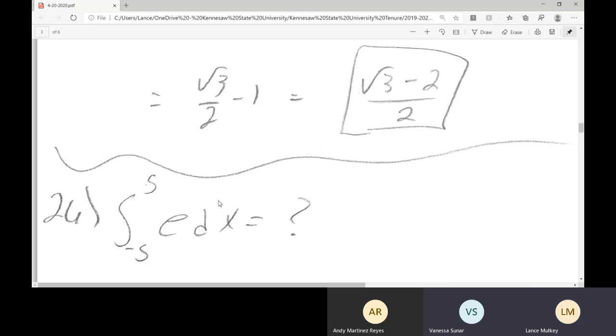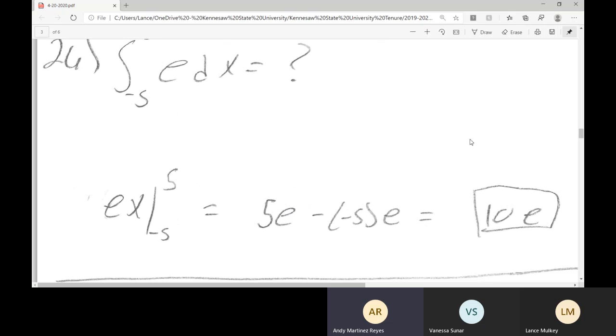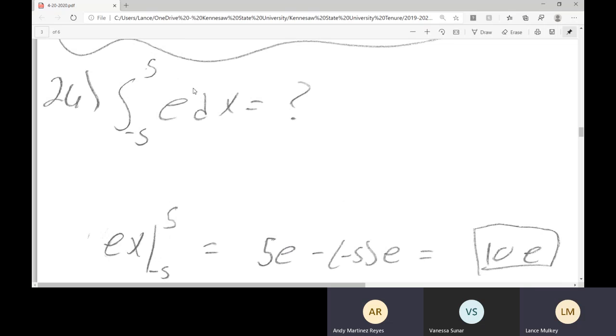How'd you do on this one, Andy? So I got e^5 plus e^-5, so e^5 plus e^5. I don't know how to write that as a fraction. Or 10. This isn't e to the x. This is just e, so it's a constant.